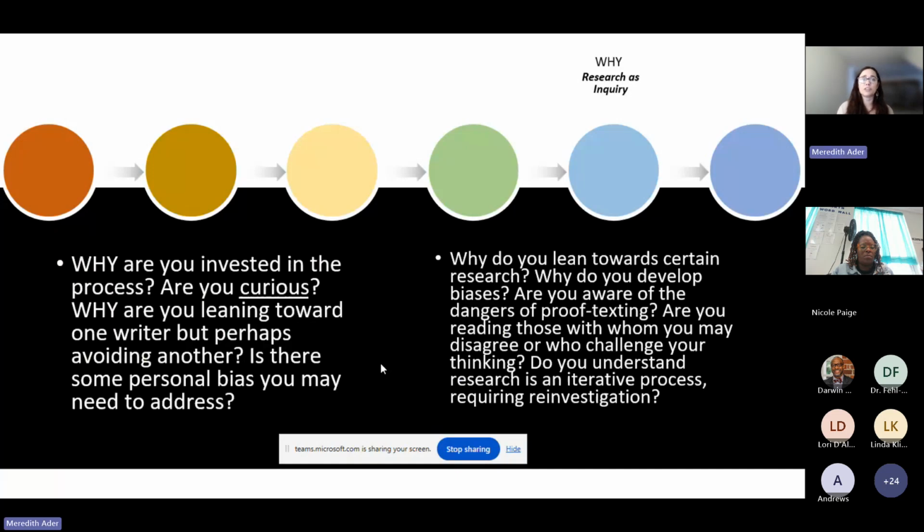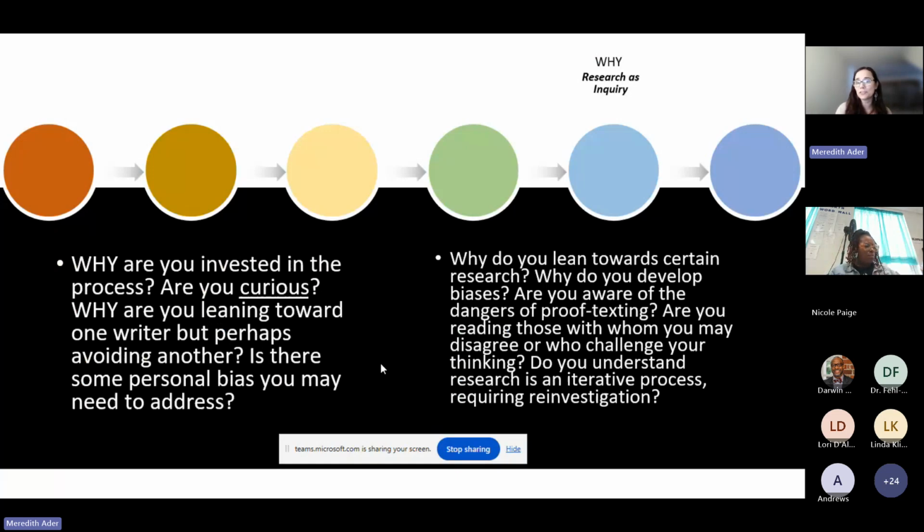It's a good point to ask yourself, why are you even interested in the topic that you're exploring? Are you curious? Why are you leaning one way or another? Why do we develop biases in the first place? Sometimes it's a matter of looking back a little bit and recognizing that the things that we've learned maybe weren't a complete story. Maybe we need to learn some foundational information before we can move forward.